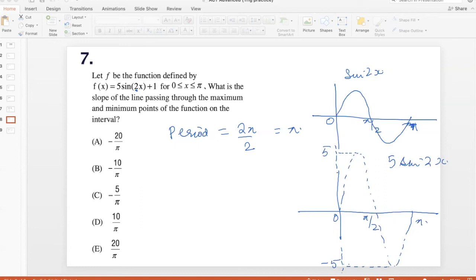And now we need the graph of 5 sine 2x plus 1. So we will have to move this graph 1 unit up. So how will that look?